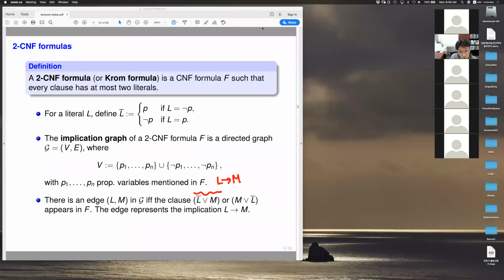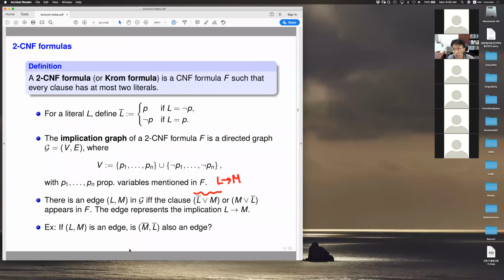To check your understanding, let me ask you this question. I will give you maybe 1 minute to think about this. Suppose we are given a 2CNF formula F, and we constructed this implication graph. Now, suppose we have an edge that goes from literal L to literal M. My question is: is there also going to be an edge from the negation of M to the negation of L? Maybe doing a poll here.